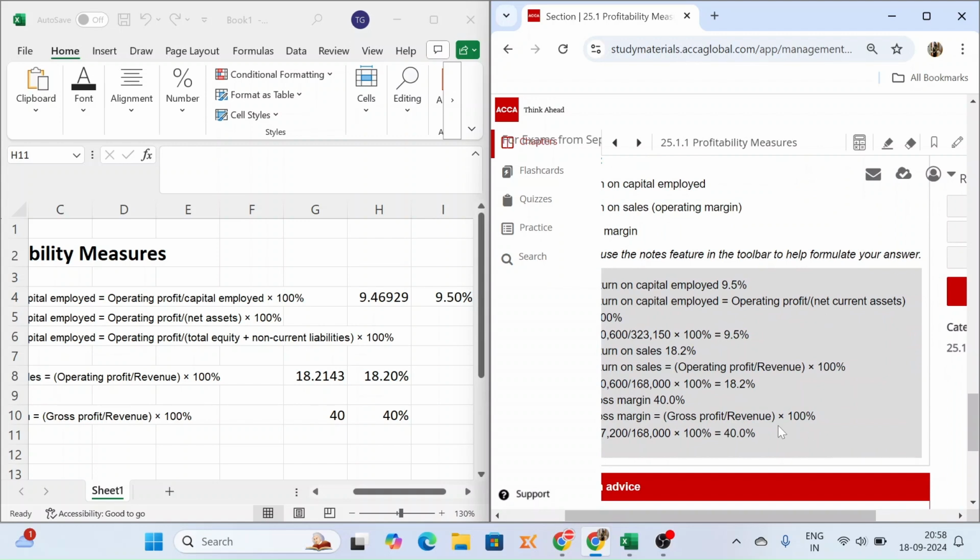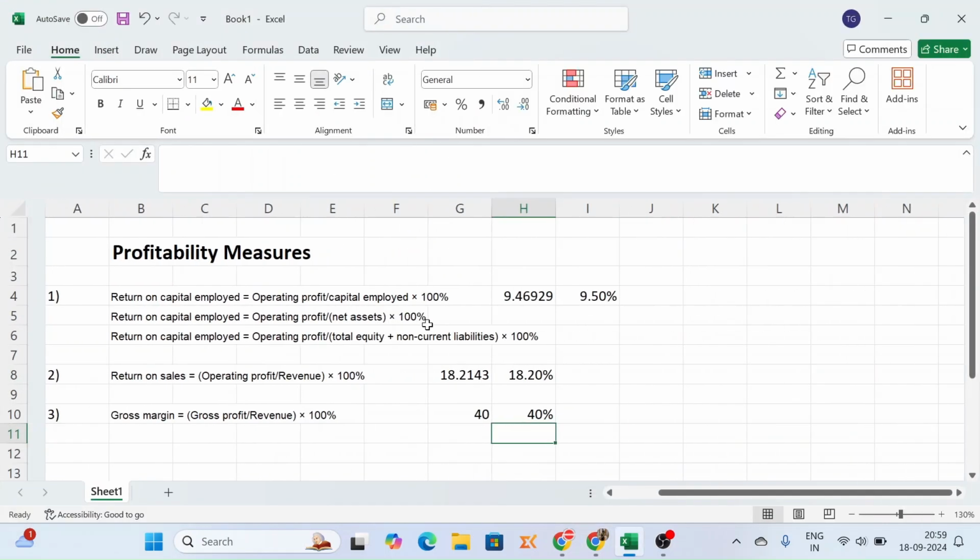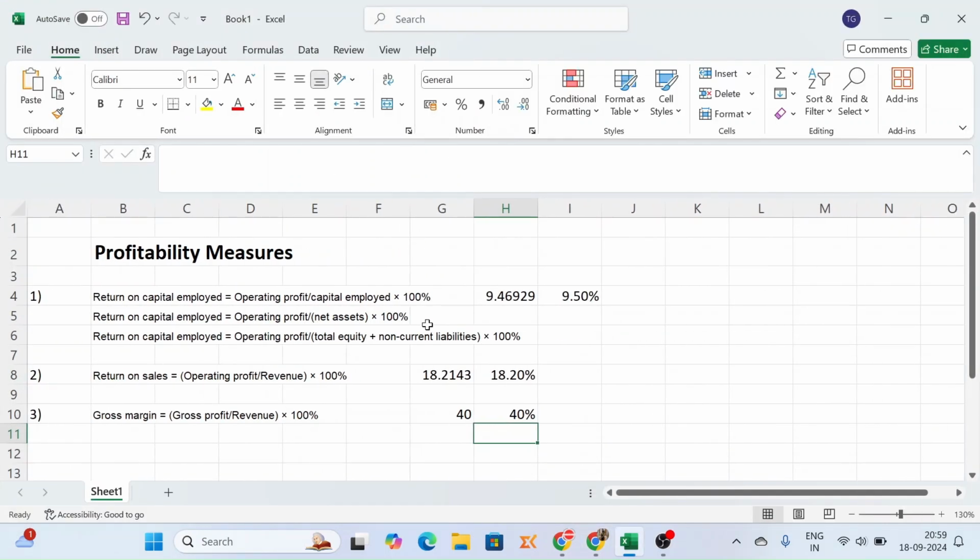So I hope that with this you were able to understand the profitability measures. In the next video that you will see, we will be talking about the further ratios. We'll talk about activity measures. We'll talk about how there's a relationship between ROCE, return on sales, and the asset turnover. We'll also talk about liquidity and gearing measures, and also last but not the least, the resource utilization measures.